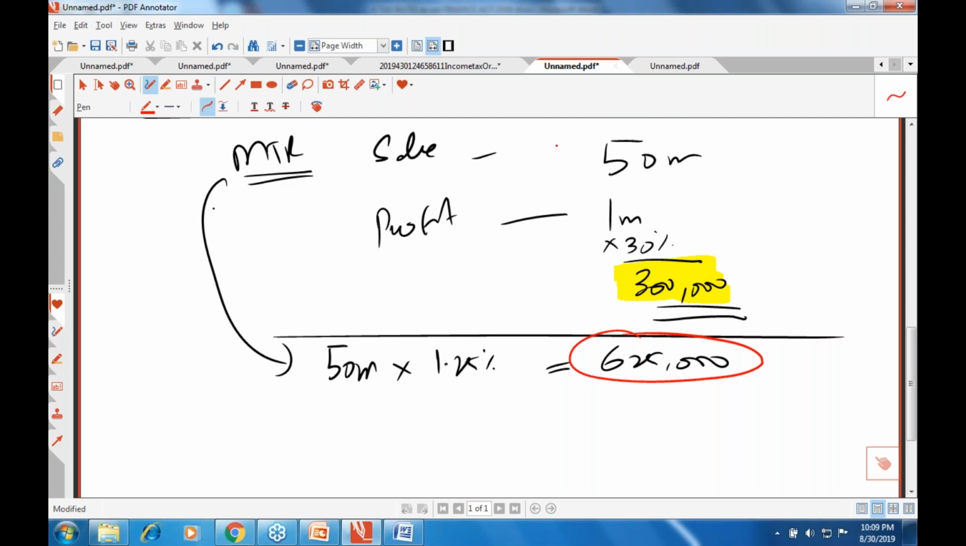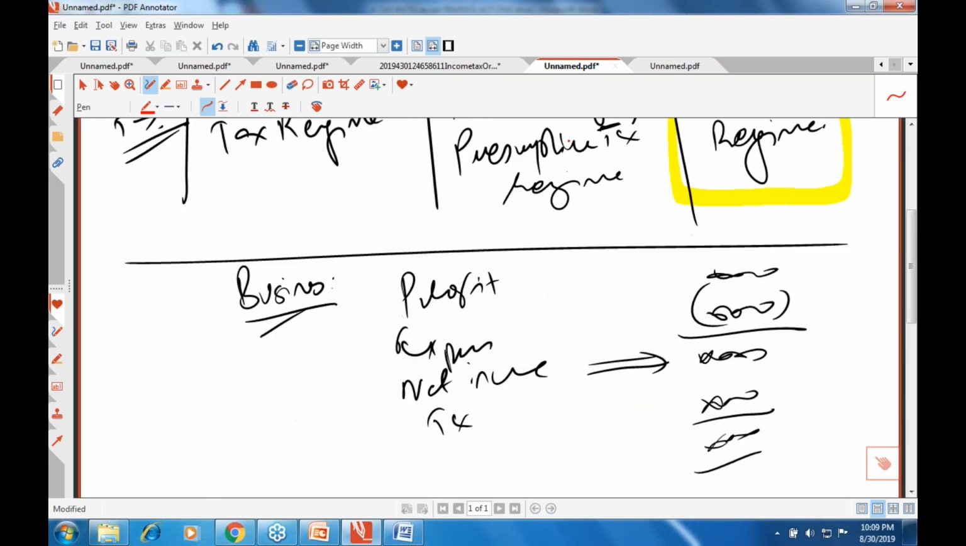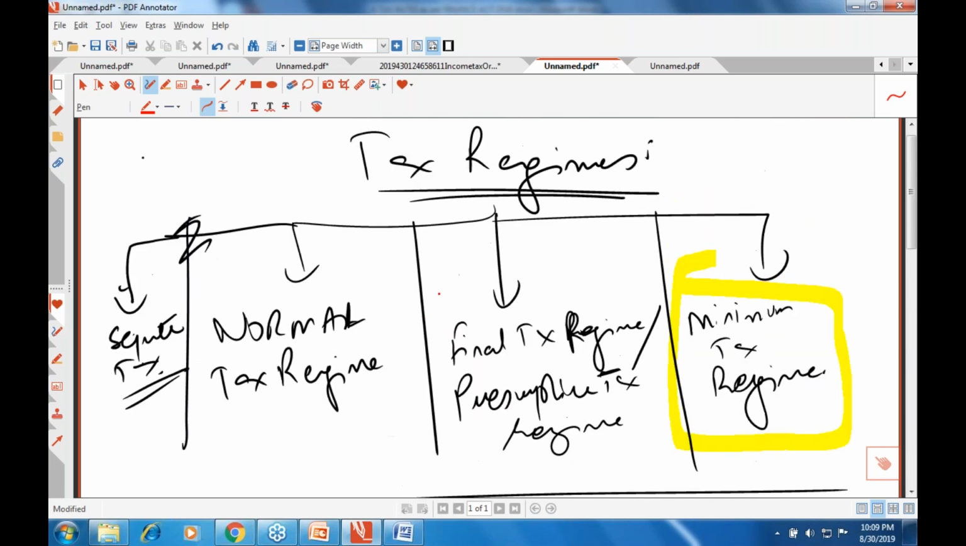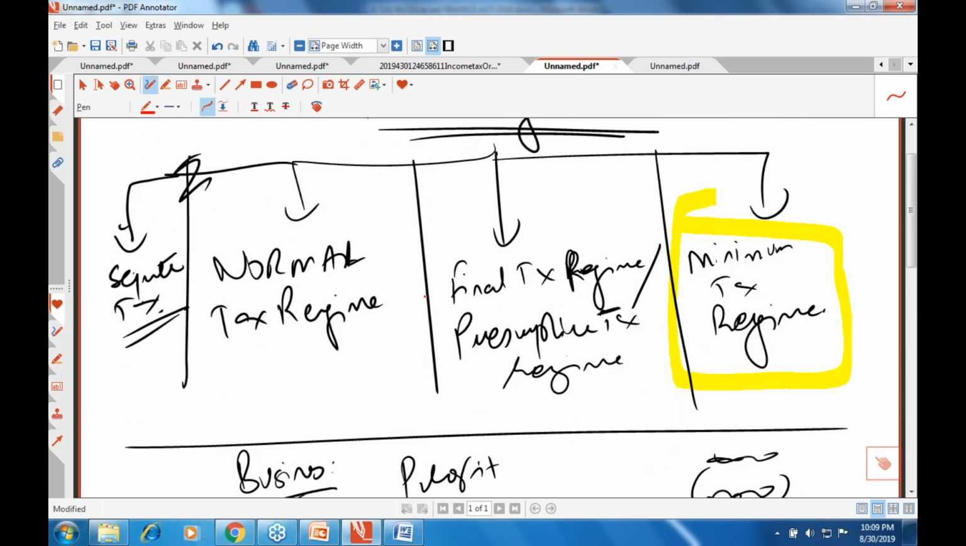Okay. So that's another aspect, the minimum tax regime. The minimum tax regime is applicable to a lot of things. One of them is turnover tax. Another thing is when tax is deducted upon the electricity bill. That is another concept, but I'm not discussing it right now. So that's what the minimum tax regime is.